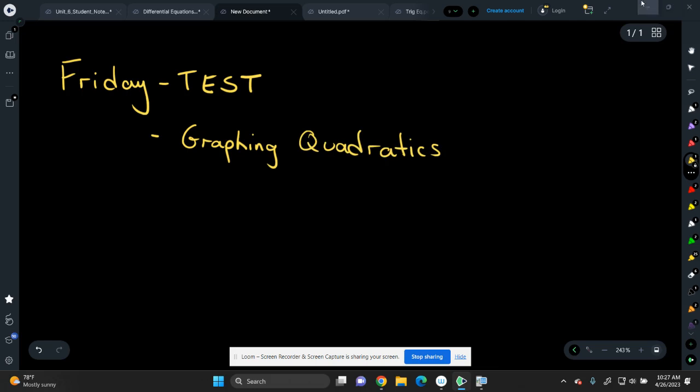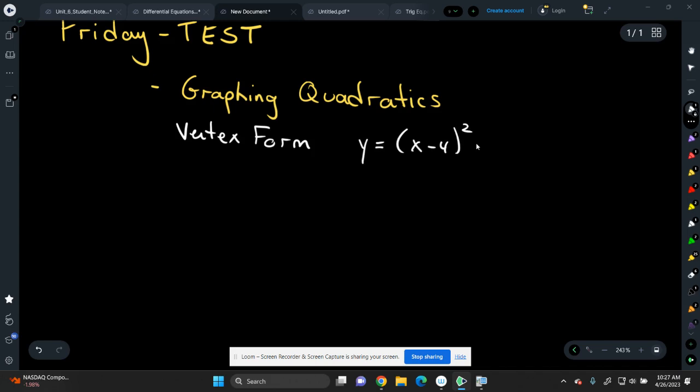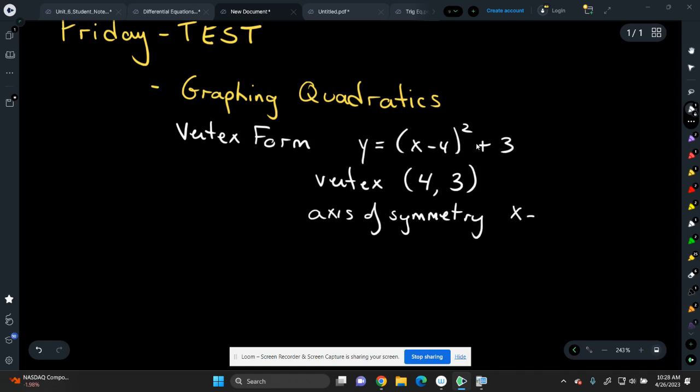Right, and there's two forms of the equation that we learned. One was the vertex form, which is y equals something like x minus 4 squared plus 3. That's our vertex form. And we know our vertex is what? What's our vertex? 4, 3. We know our axis of symmetry, x equals 4, right? x equals 4.